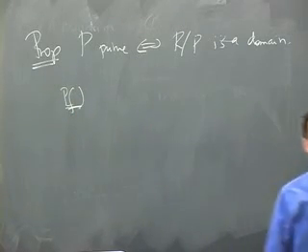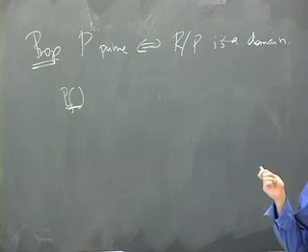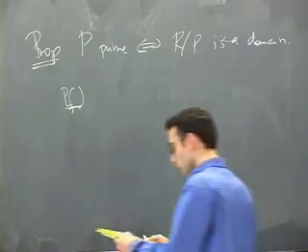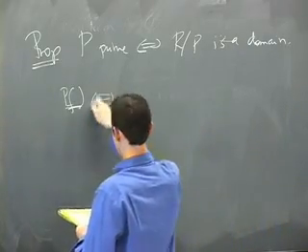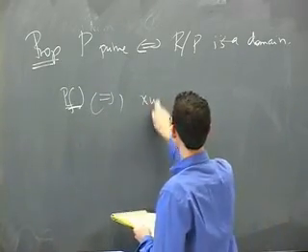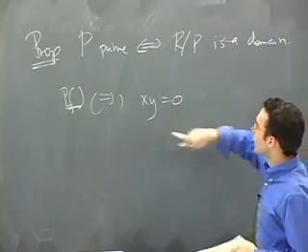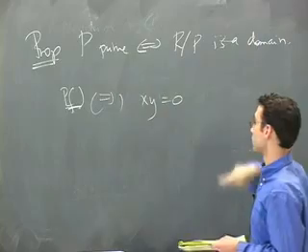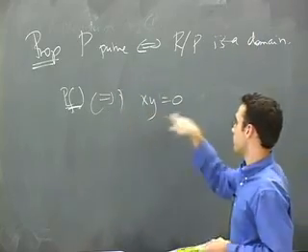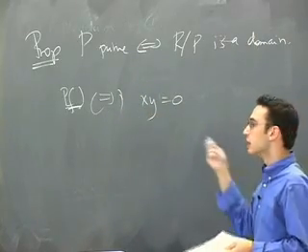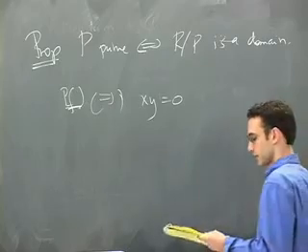Does anybody want to go through the proof of this? Okay, sure. I'll go through a proof. Going in one direction, suppose I have xy equals 0. I'm going to assume that P is prime and try to show this thing is a domain. Let's make sure that they aren't zero divisors.